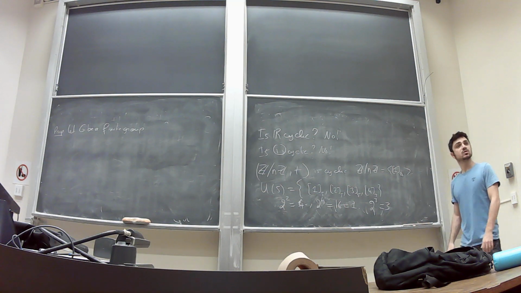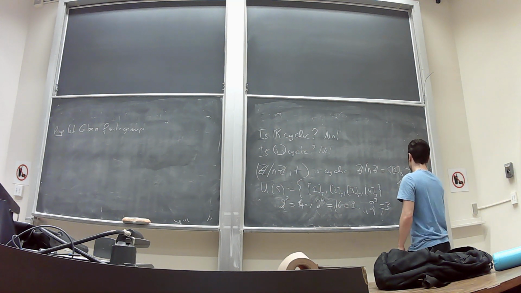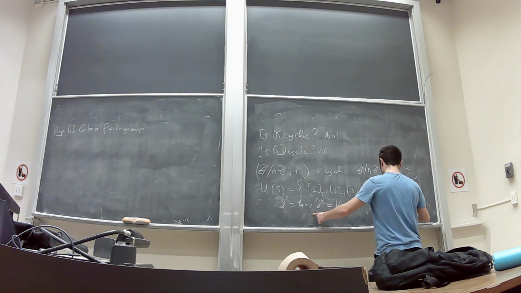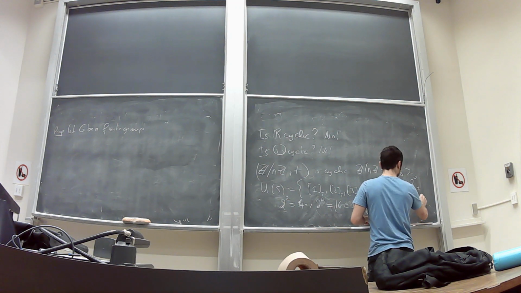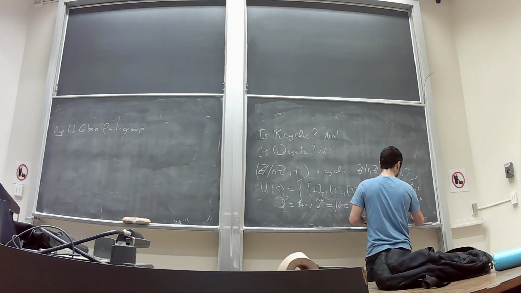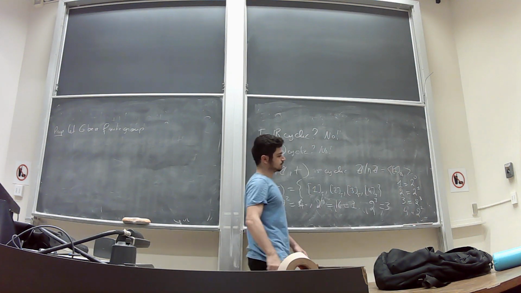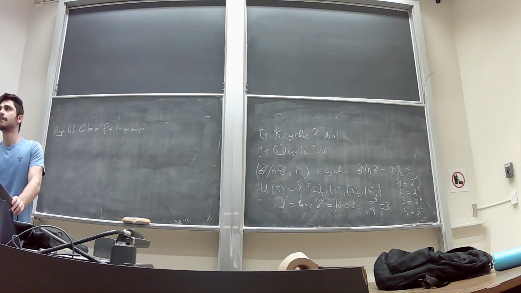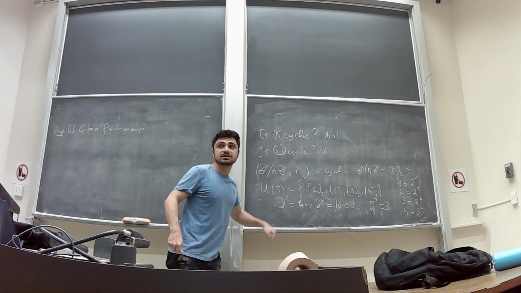Okay, so 1 is equal to 2 to the 0. 2 is equal to 2 to the 1. 3 is equal to 2 cubed. 4 is equal to 2 squared. Mod 5. So this group is cyclic. So U5 is cyclic.